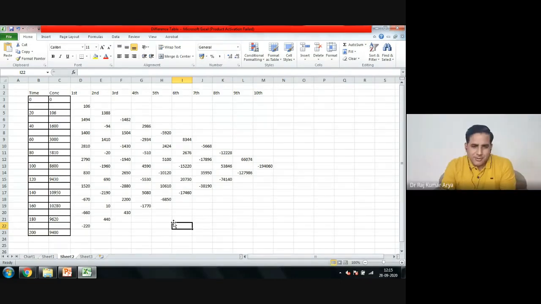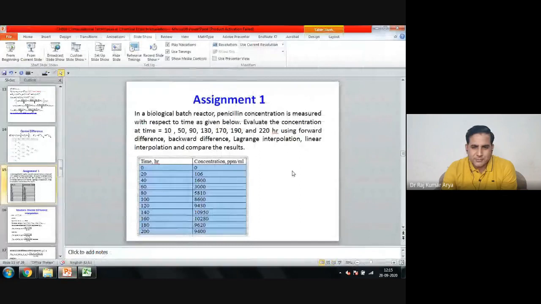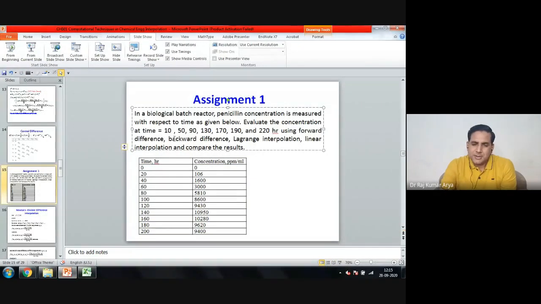Now you have your difference table. Now what are you supposed to calculate in the question? At first you have to calculate the value at x equal to 10. Okay? Yes, sir. You have to calculate it in the previous formulas.